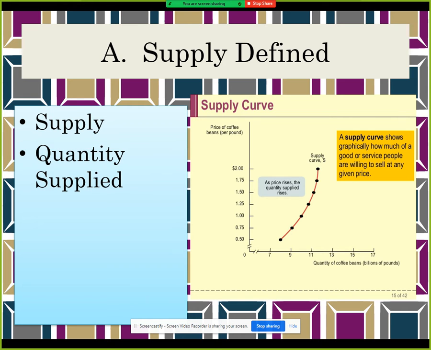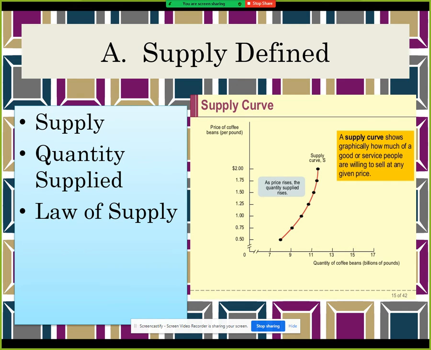Now, quantity supplied is the same thing as quantity demanded, you're just talking about the supply side of things. That is the amount that producers are willing and able to supply at a specific price. So at $5, this is the quantity supplied. At $6, this is the quantity supplied, and so on. Just like with demand, quantity supplied is at a specific price, while supply in general looks at any number of prices all together. There are multiple quantities supplied along one supply curve.